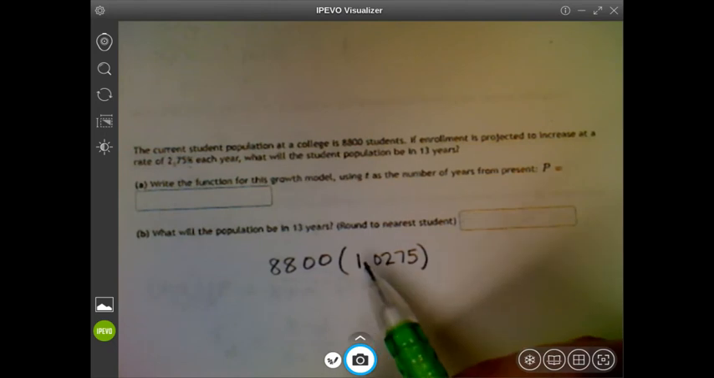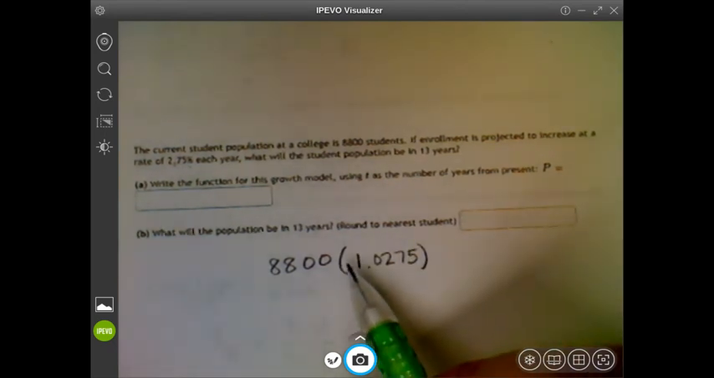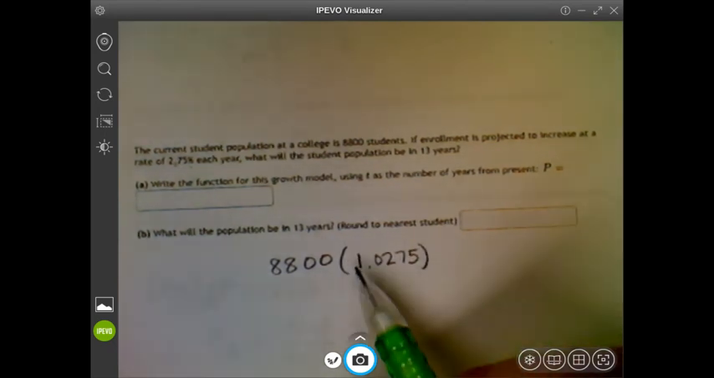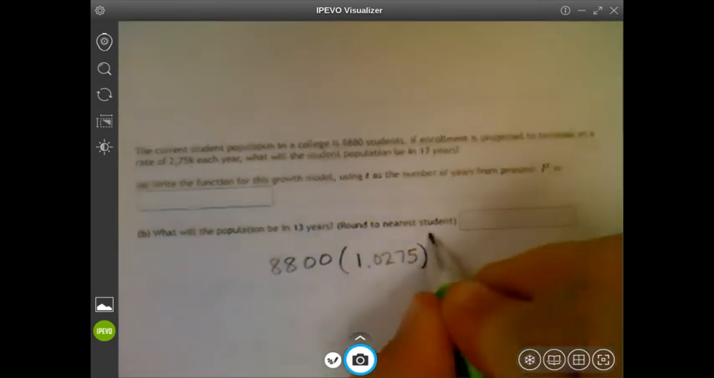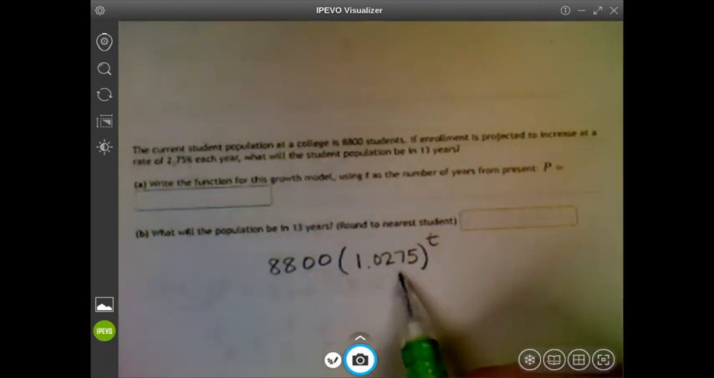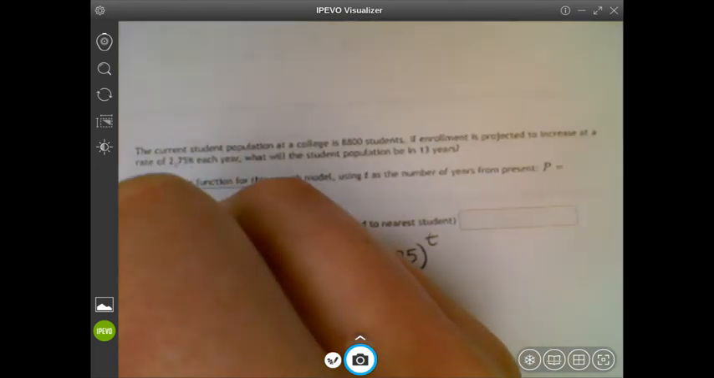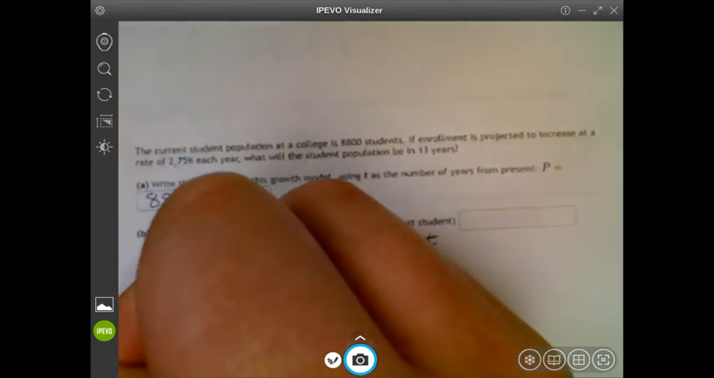If you're doing 2 years, you times it once and then you times it again. If you were doing 3 years, it'd be multiplied by this 3 times. 4 years would be 4 times, 5 years, 5 times. So the number of years is the exponent, how many times you multiply by this value. So there is your equation. Remember, you're supposed to put in t and not x.